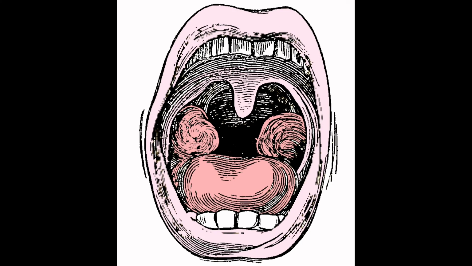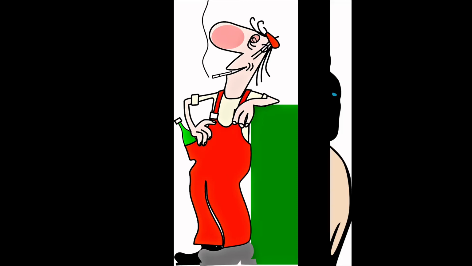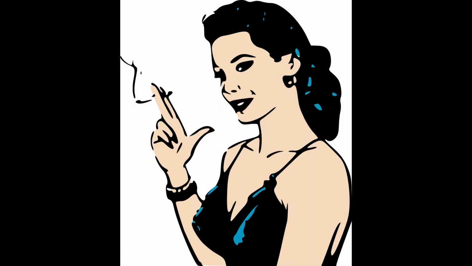Today we will learn about the premalignant conditions that affect the oral cavity. Most of the premalignant conditions of the oral cavity are caused by smoking and alcohol consumption. The smoking and the alcohol predispose to development of malignancy of the oral cavity and the supraglottis.